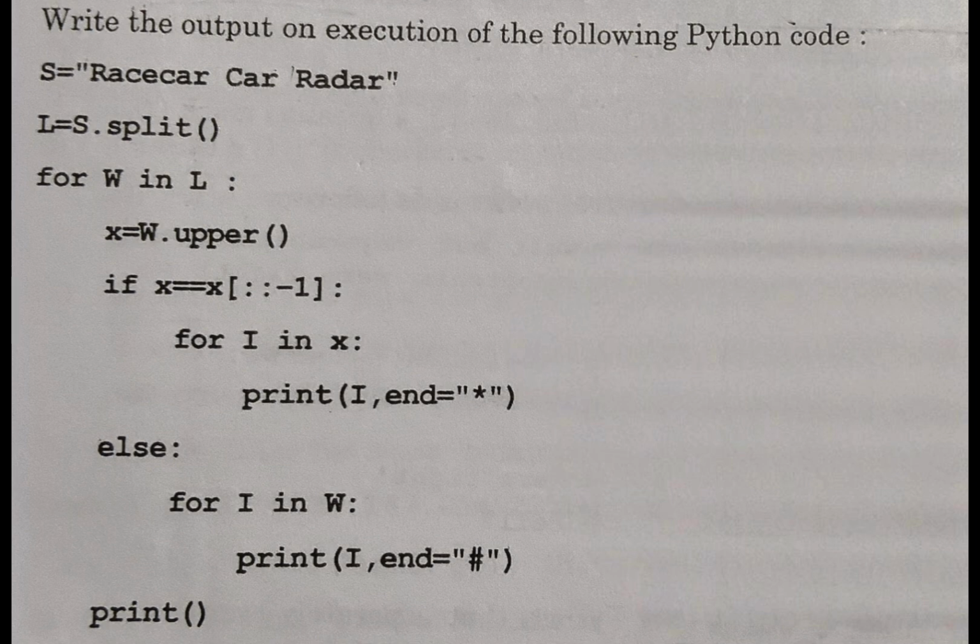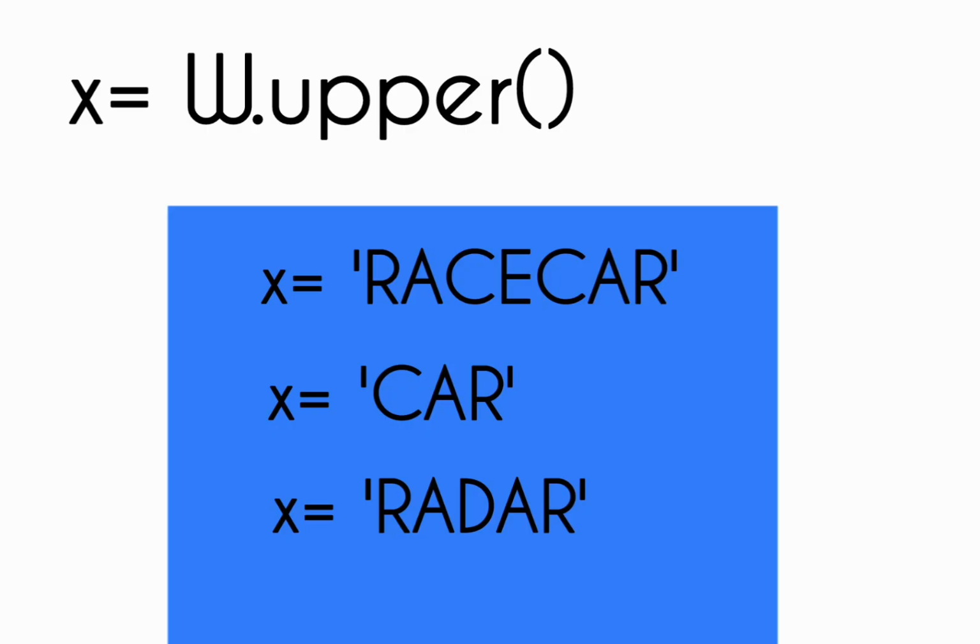So the value of W for the first time will be racecar and it is written inside the list. So now the upper function will work and it will make all the letters of the string racecar uppercase. So now W dot upper will give RACECAR with all letters in uppercase. And then the value of X for the first time when the loop will run, that is RACECAR.